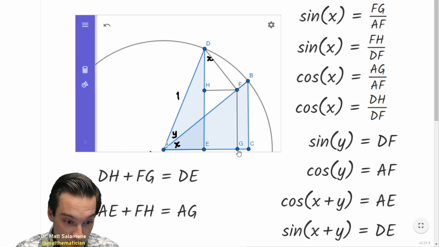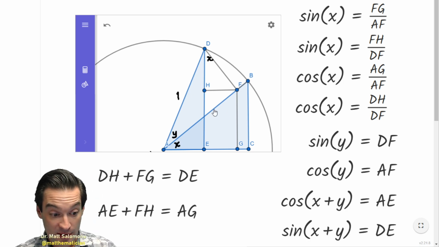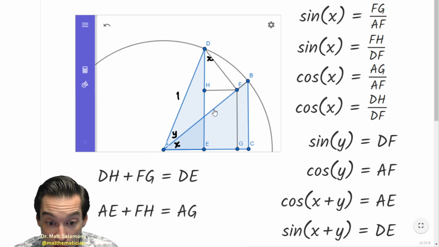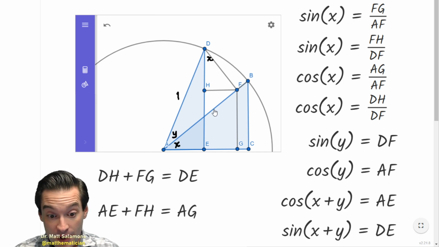And for the same reason, because this is a rectangle, FG is congruent to HE. And so if I added FG and DH together, I would get the same thing as if I went straight from D to E the whole way. So these two are both just expressing the fact that the lengths AG and DE can be found by splitting them up into 2 and adding them into these lengths that we already know something else about. So this is all the information that we're going to need to get to where we're going.